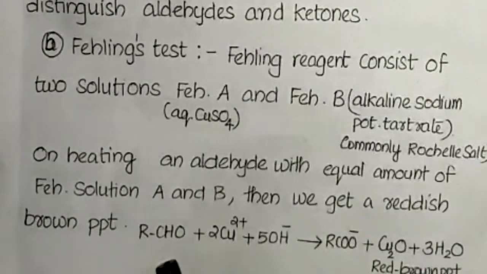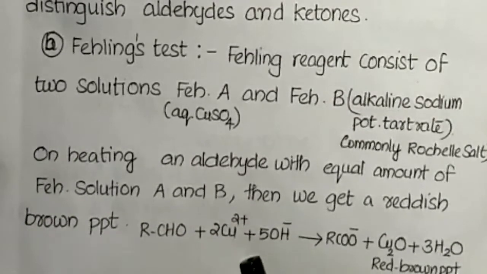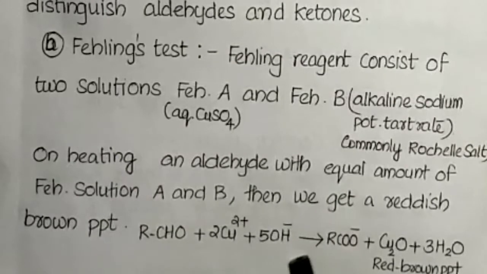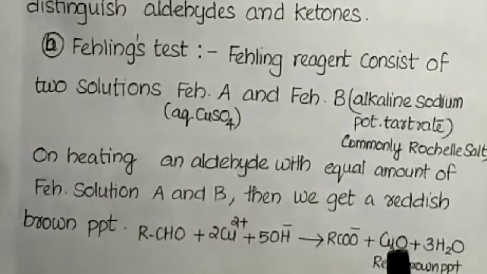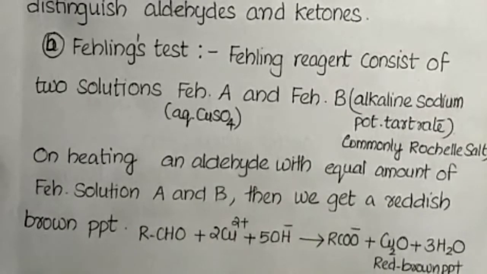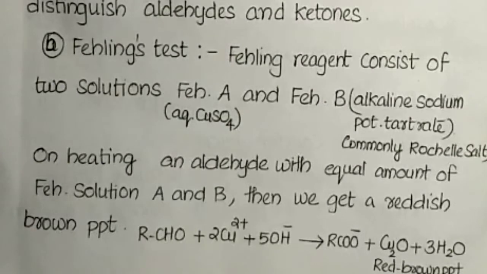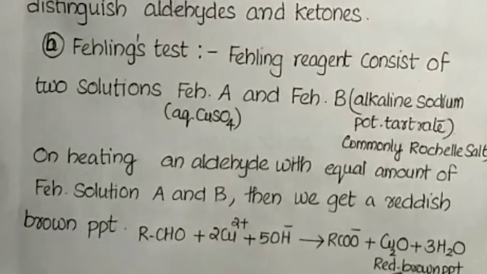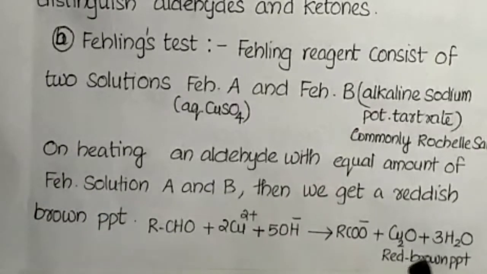In the reaction, the aldehyde plus Cu2+ from the Fehling's solution plus 5OH- from the Fehling's solution gives RCOO-, as the aldehyde is oxidized to the carboxylate, plus Cu2O plus 3H2O. This Cu2O, cuprous oxide, is the red brown precipitate. So aldehydes on heating with the Fehling's solution give a red brown precipitate, which indicates the presence of an aldehyde group in a given compound.